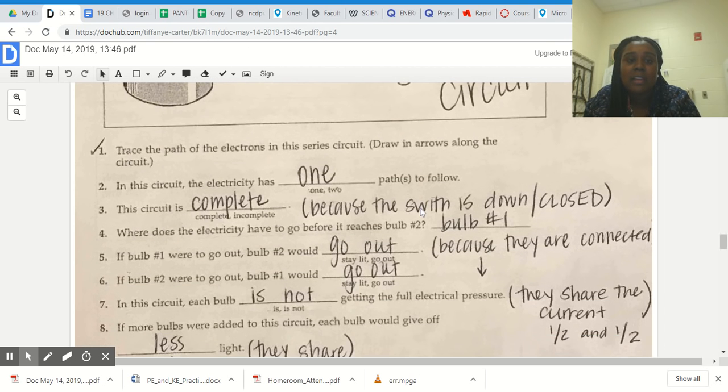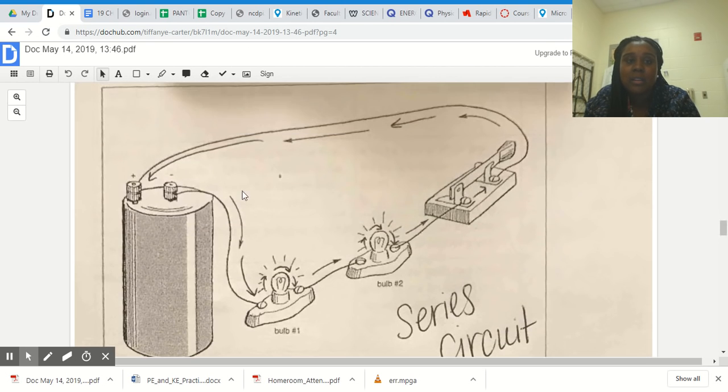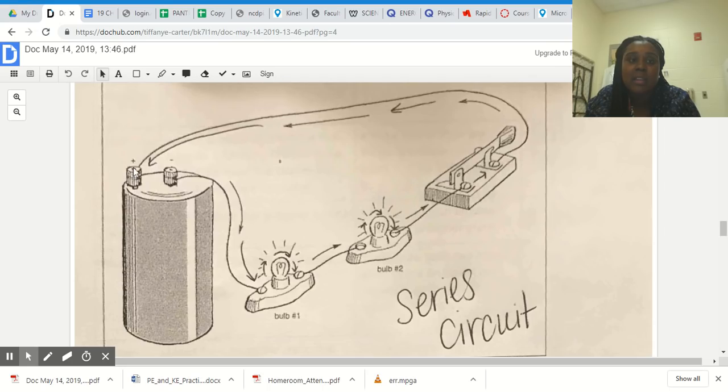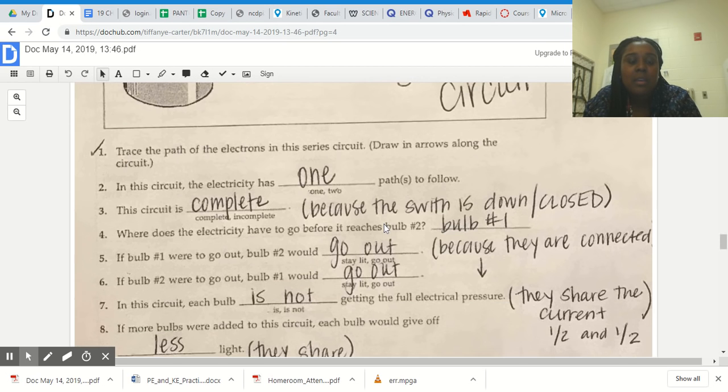So number 1, trace the path of the electrons in the series circuit. So like I said earlier, it's going to go from the negative to bulb 1, bulb 2, to the switch, through the wire, and back to the battery. But it's going to end up at the positive sign and then come right back out on the negative side to allow the lights to still emit light.